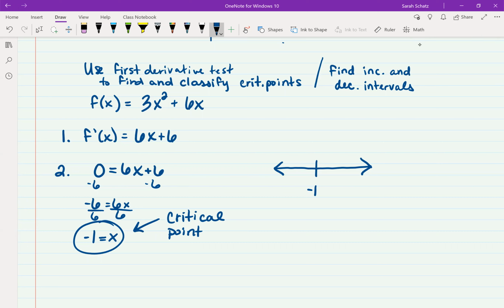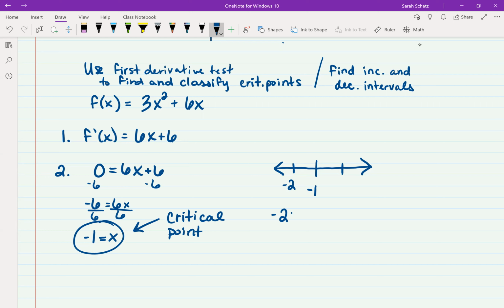So using this 1 point on our number line, we're going to find a number over here and a number over here, and we're going to test a value in each interval around your critical point. Remember, it does not matter what number you pick as long as it's in that interval. And you might pick different numbers than somebody else would, and that's totally fine. So something less than -1, I'm just going to go with -2. I'm going to test that.